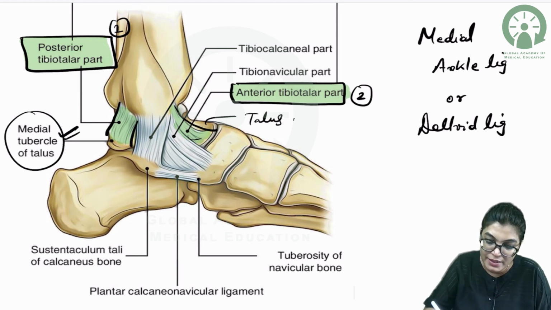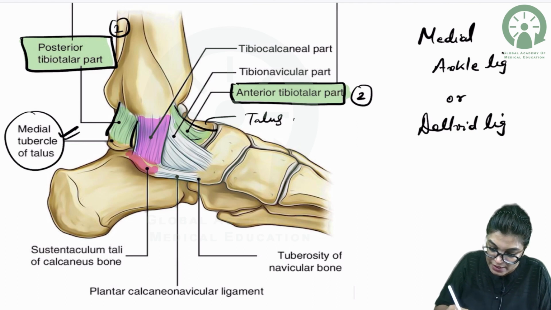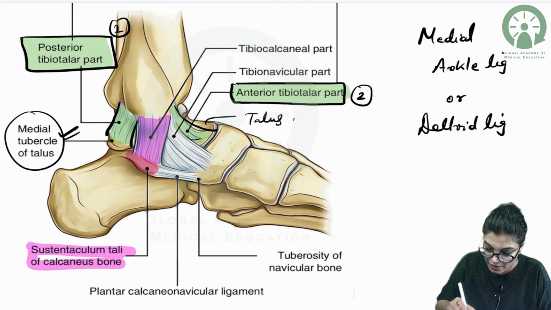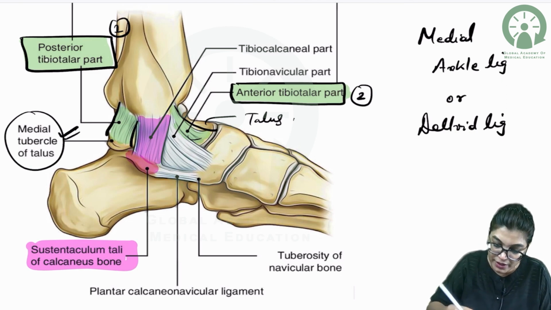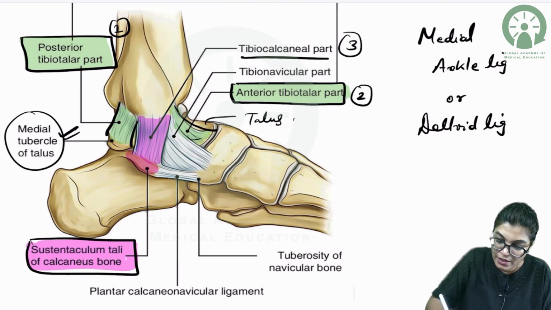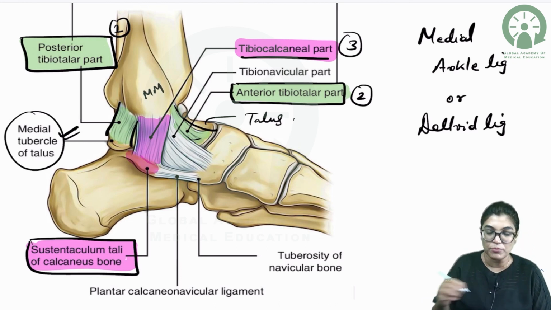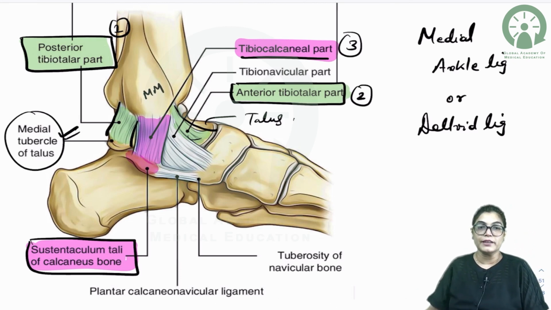The third component is the tibiocalcaneal part. See here, this is the tibiocalcaneal, or third part, of the deltoid ligament, which merges with the sustentaculum tali of the calcaneum bone. It attaches from the lower aspect of the medial malleolus to the calcaneum bone, at the sustentaculum tali. This is the third component.